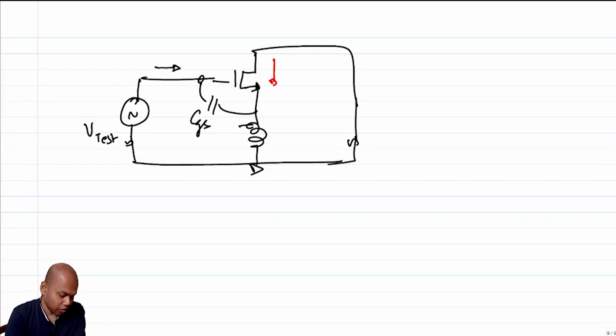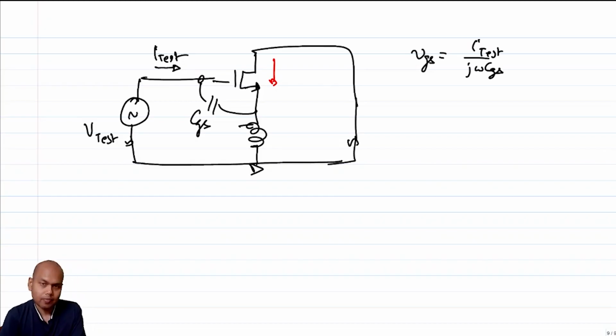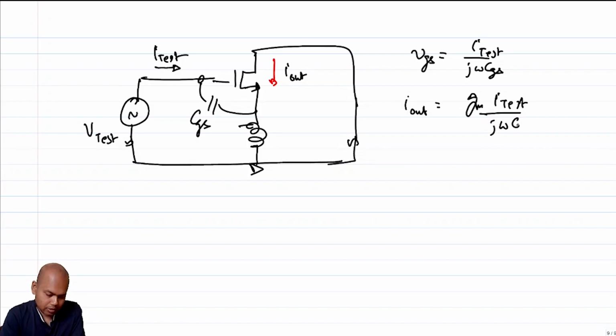So if this is a test voltage and this is I test, right? So what is the VGS? Your VGS in this case is essentially I test by j omega CGS, correct? So what is I out? Your I out is GM times VGS, which is GM times I test by j omega CGS, correct? So what is this voltage? Let me call this Vs, the source voltage.